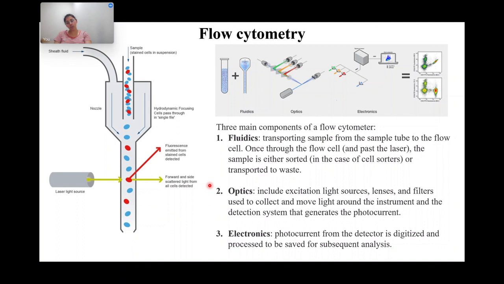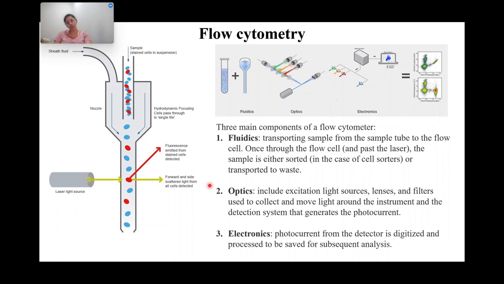So here the light is scattered from these cells in the forward direction, forward scatter, and that forward scatter of light would be due to the size. The side scattering is because of the granularity. If you have more granularity in the cell, there will be more side scattering of the light. But if the size of the cell is higher, then the forward scattering will also be higher.